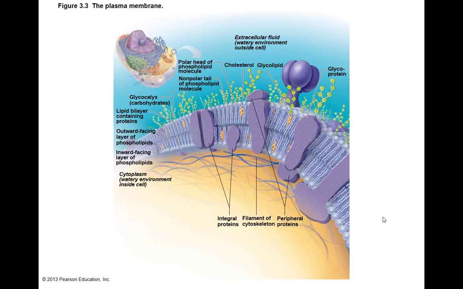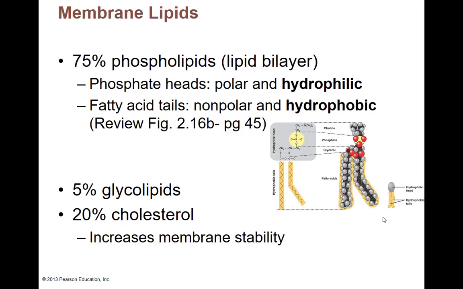This is a nice picture of the plasma membrane. Here's that phospholipid bilayer. There's all your extracellular fluid on the outside, and your plasma or your cytoplasm or your intracellular fluid on the inside. It divides the two. Now, we find lipids in there, and about 75% of the lipids that are in that phospholipid bilayer are phospholipids, hence the name phospholipid bilayer.